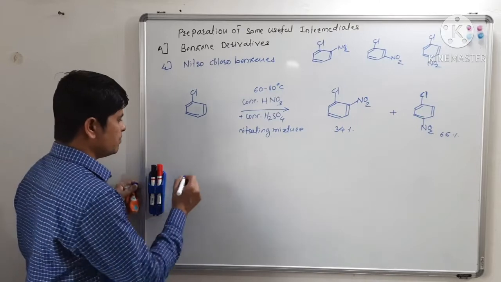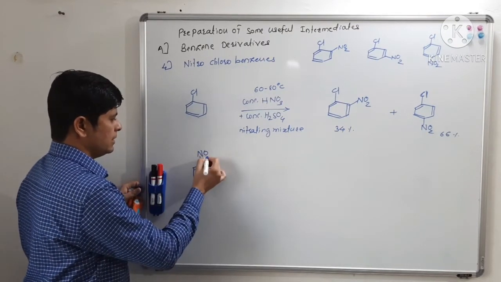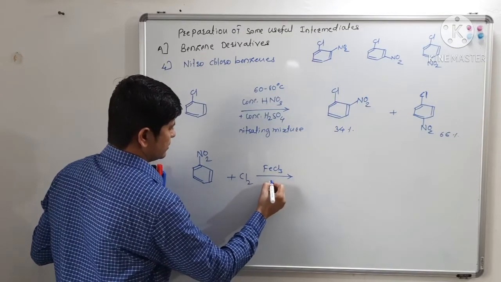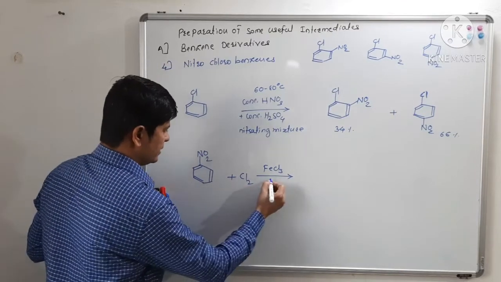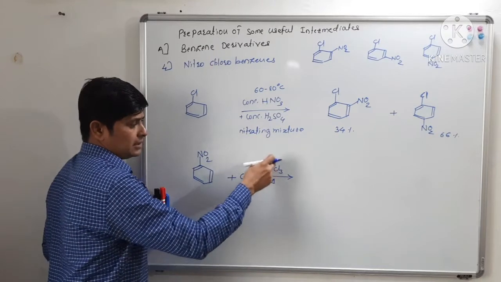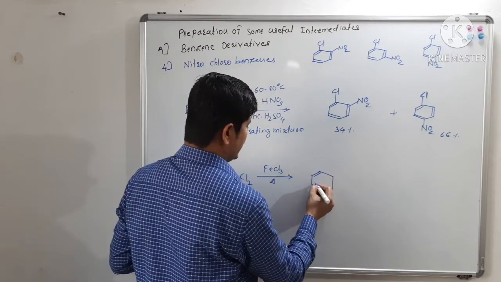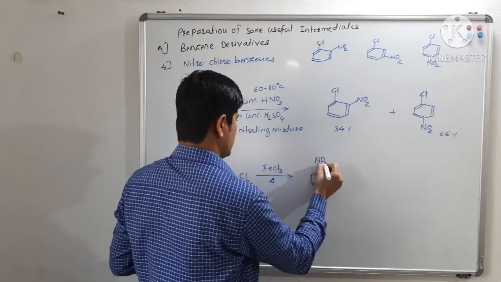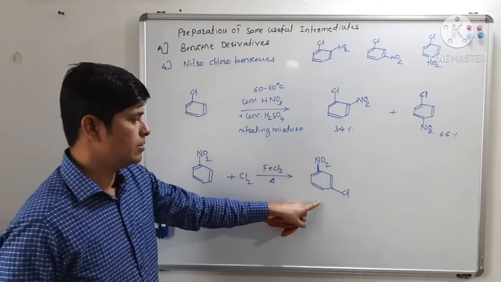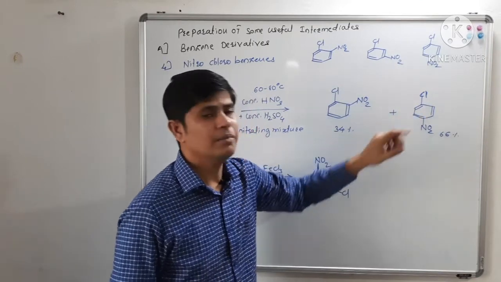So meta-nitrochlorobenzene is prepared by another method, and that involves chlorination of nitrobenzene. That means we take nitrobenzene as a starting material, the reagent is chlorine gas, and the catalyst is FeCl3, a Lewis acid. We have seen this unit process. So what product will we get? We will get meta-nitrochlorobenzene. In this way we can prepare orthonitrochlorobenzene, meta-nitrochlorobenzene and para-nitrochlorobenzene.